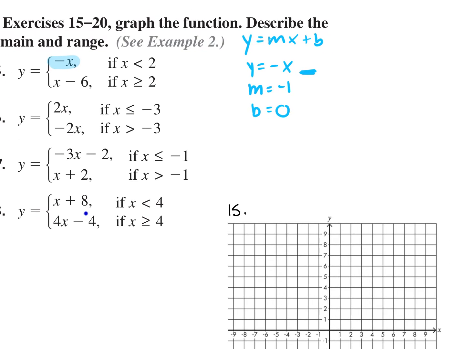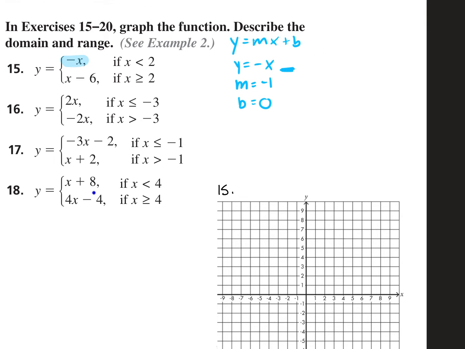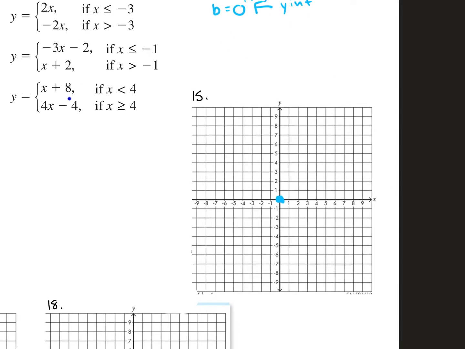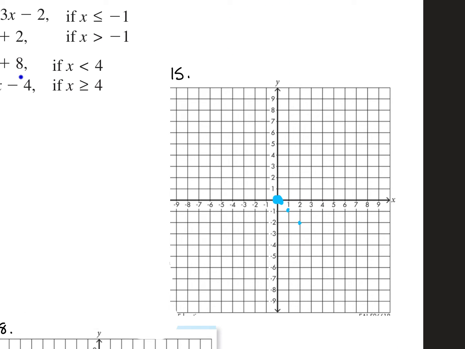So what point would I put first on my graph? 0. I always graph the y-intercept first, which is our b. And then how do I show the slope of negative 1? Down 1 to the right 1. Perfect. It's like saying negative 1 over 1, so it'd be down 1 to the right 1. So I go down 1 to the right 1, down 1 to the right 1. So just draw my line.